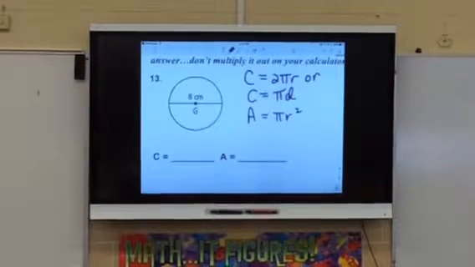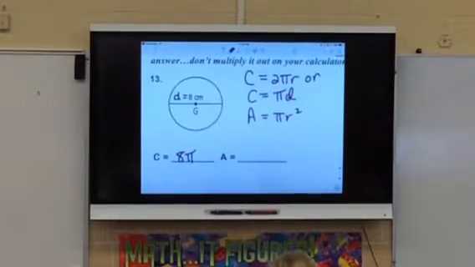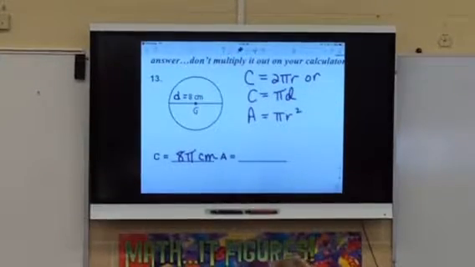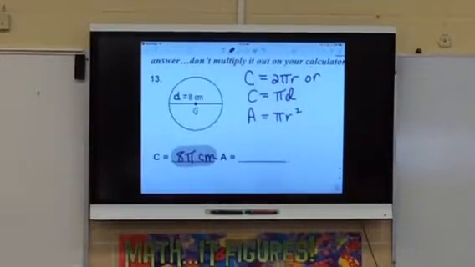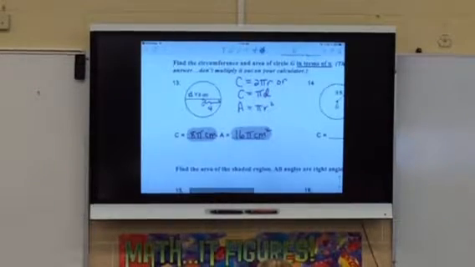So for this one, circumference would be what? 8 pi. Yeah, they gave you the diameter, right? So that's going to be 8 pi. What's the label? Centimeters. All right, and then area is pi times the radius squared. So the radius would be 4. So we've got 16 pi centimeters squared. Okay, and again, you'll leave a pi in your answer.